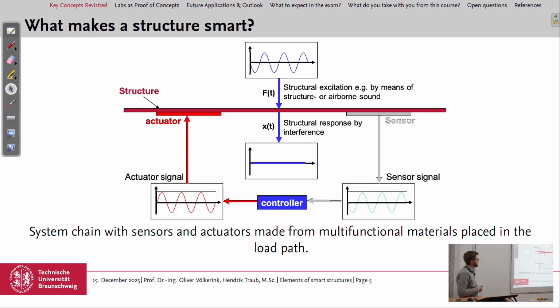Okay, what makes a structure smart? This was really in the beginning of the lecture. We have a system chain with sensors and actuators picking up signals from disturbances, structural excitation. The sensor signal is then used to generate a control signal with a controller to generate an actuator signal and act again on the structure, for example, to damp vibrations. What is important is that the sensors and the actuators are made from multifunctional materials and placed really in the load path, so they are multifunctional, have sensing and actuating functions, and are also load-bearing.